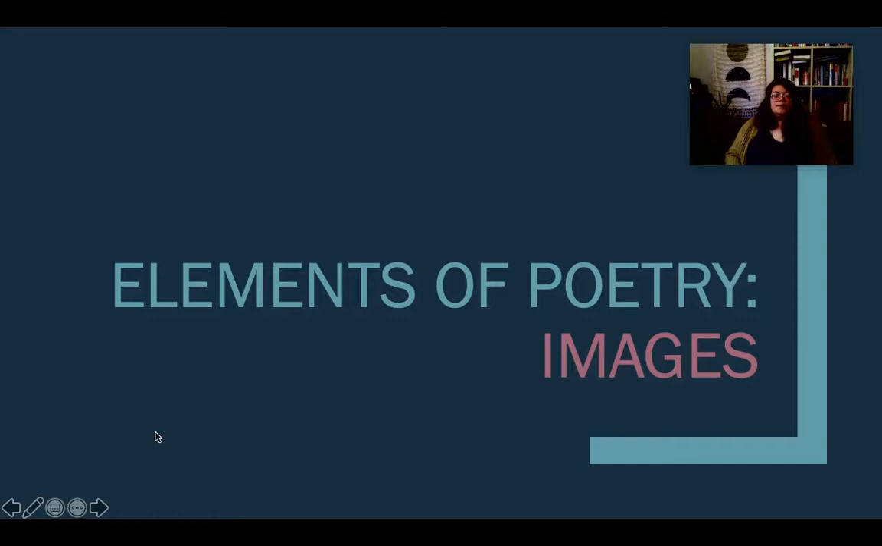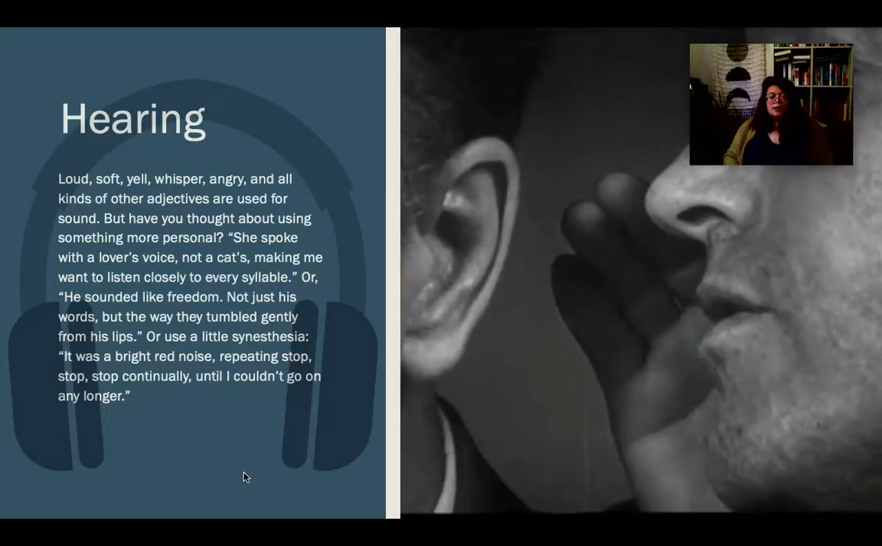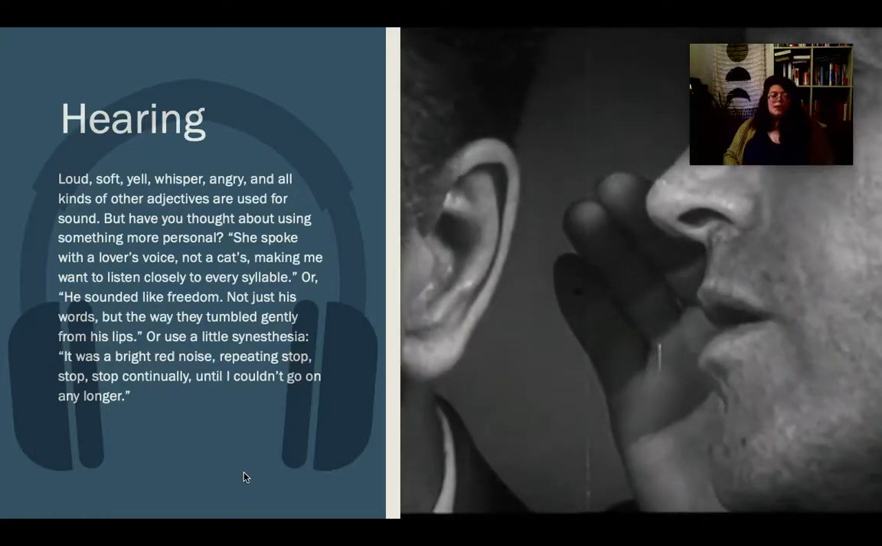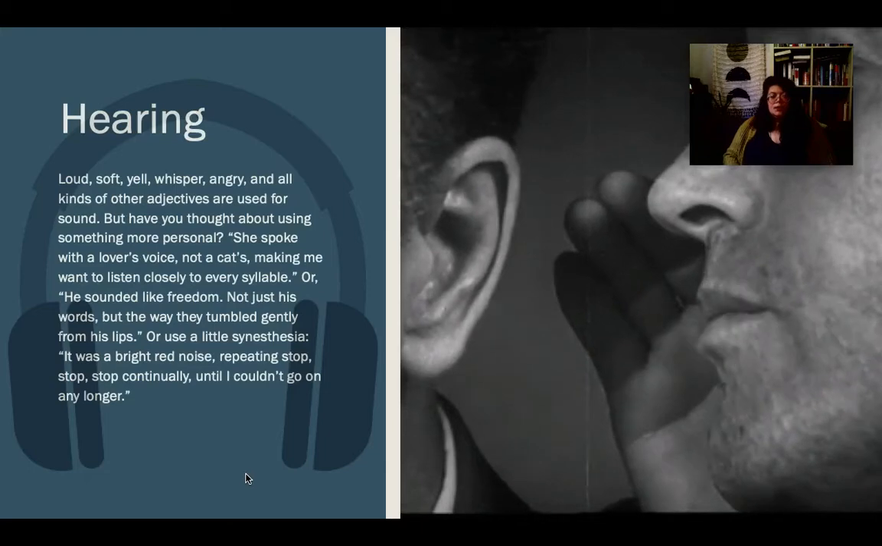So today we're looking at elements of poetry, and specifically at images and how we create them. One of the things I think is really important is that we write to our senses, right? Because how do we create the sense of an image when there's actually no physical image present? Well, we do that by writing to our senses. It's also probably the most obvious writing strategy.